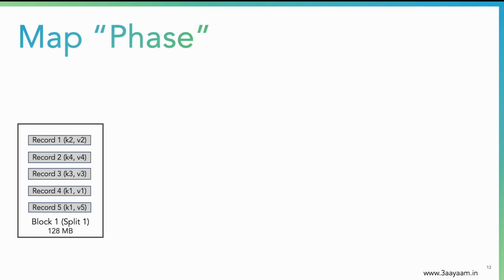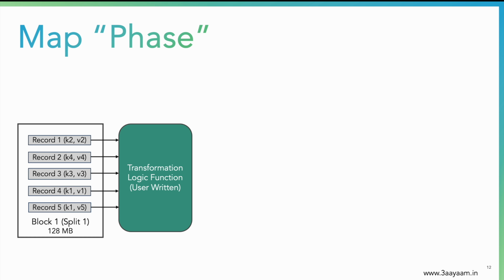Okay, now what does map do? What is meant by map? What map does is it reads each and every record one by one, and then we write the transformation logic on top of these records. So let's say this is the transformation logic that we write, and map reads all the records one by one, and the user-written transformation logic is applied on these records, again one by one.